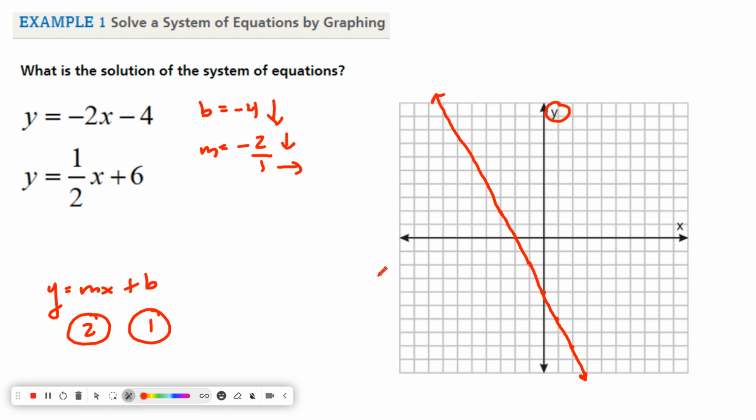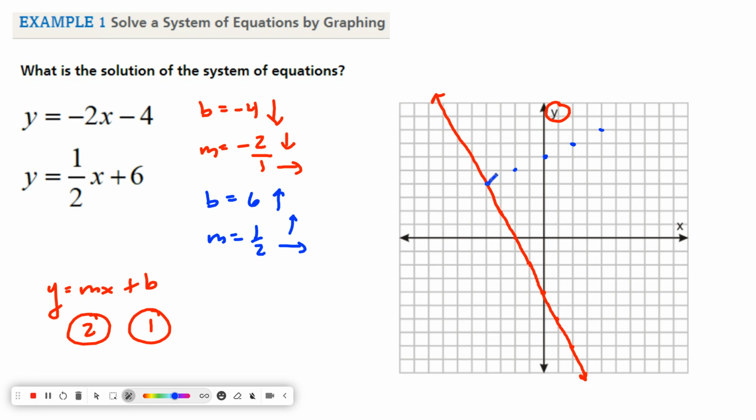Okay. Again, in order to get a good picture, if you're doing it by hand, count the slope many times. So now let's do the second line in blue. So the b value is positive 6. That means we're going to go up 6 from the origin. 1, 2, 3, 4, 5, 6. And now our slope is 1/2. That is up 1 and always to the right 2. Up 1, right 2. Up 1, right 2. Go back to your y-intercept. Go the other way. Go down 1, left 2. Down 1, left 2.